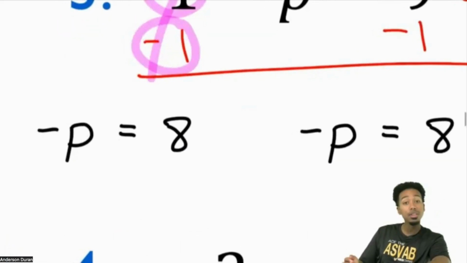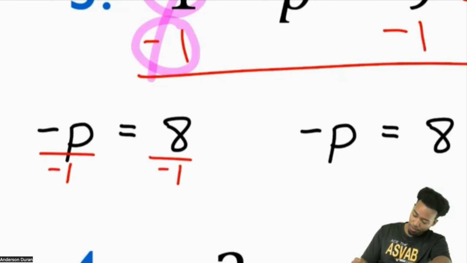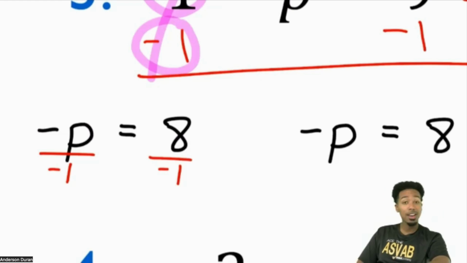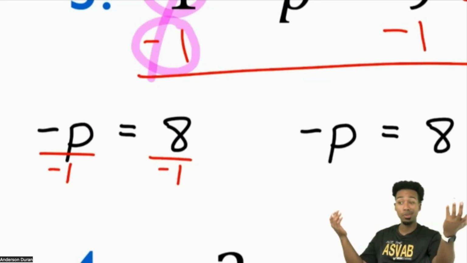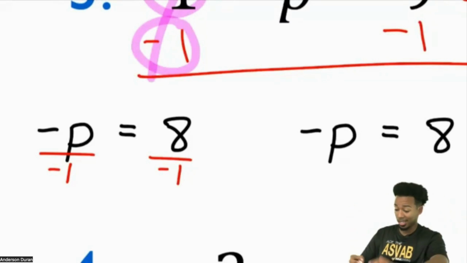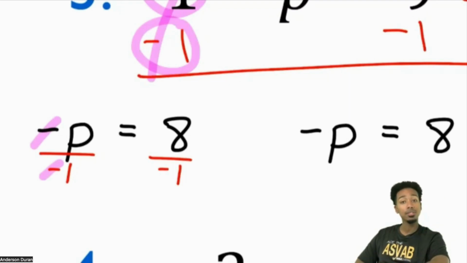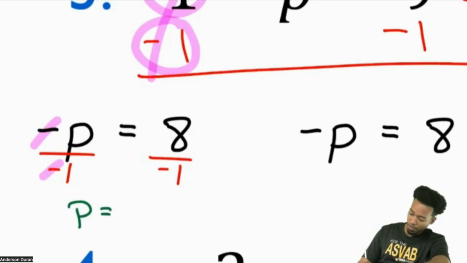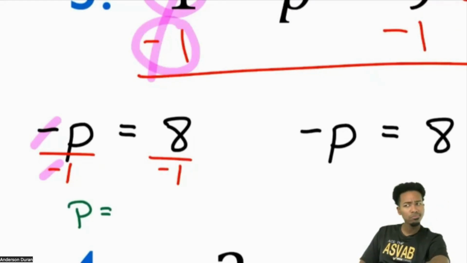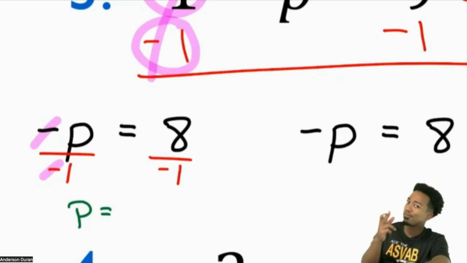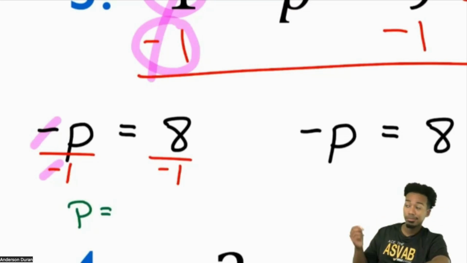So here, negative P equals 8. One way you can tackle this is this. You can divide both sides by -1. Because everybody, P divided by 1 is still P. Nothing happens there. That's fine. But look at the beautiful thing that happens here. A negative divided by a negative is a positive. And that'll cancel out, giving you P equals 8 divided by -1. 8 divided by 1 is still 8. But when you divide a positive by a negative, it becomes negative.